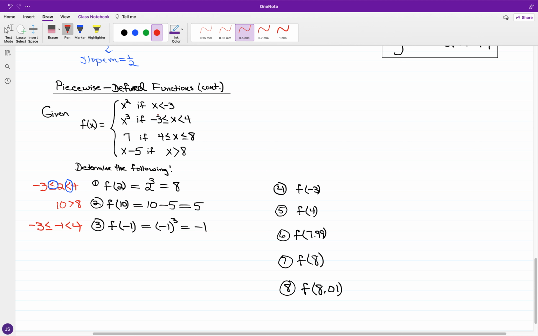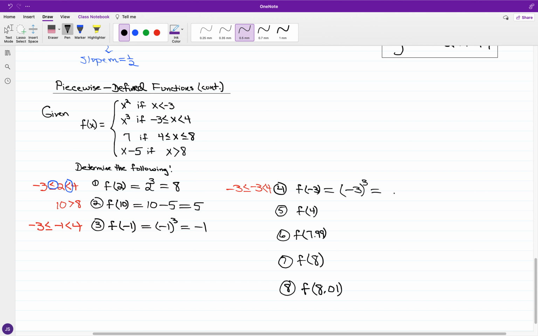And again, we have -3 in the second inequality statement. While -3 cannot be less than itself, we do have the equal sign, so -3 can be equal to itself. And -3 in turn is less than 4. So instead of going with x squared, we're going to go with the cubic function. With x at -3, x cubed translates to -3 cubed, and -3 cubed is -27.